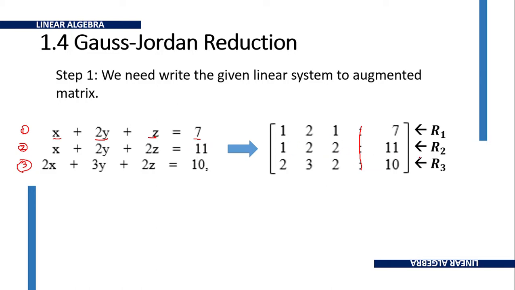So, yung ating second row. Then, we have the third equation. So, we have 2x plus 3y plus 2z is equal to 10. So, we have 2, we have 3, we have 2, we have 10. So, this is our augmented matrix.